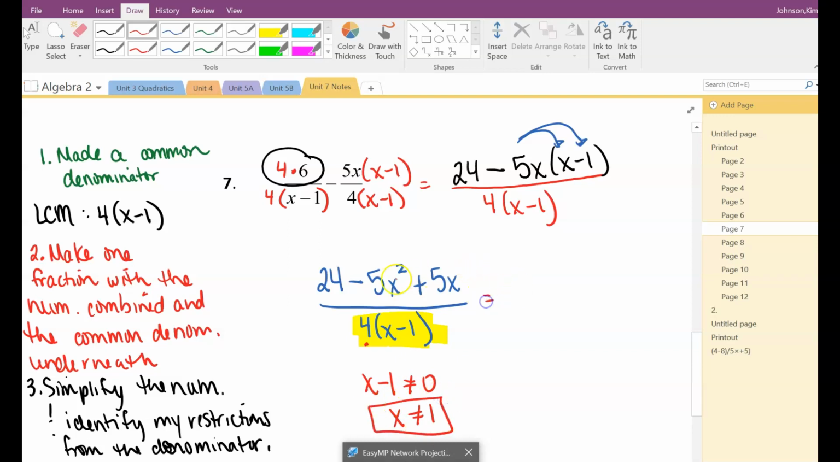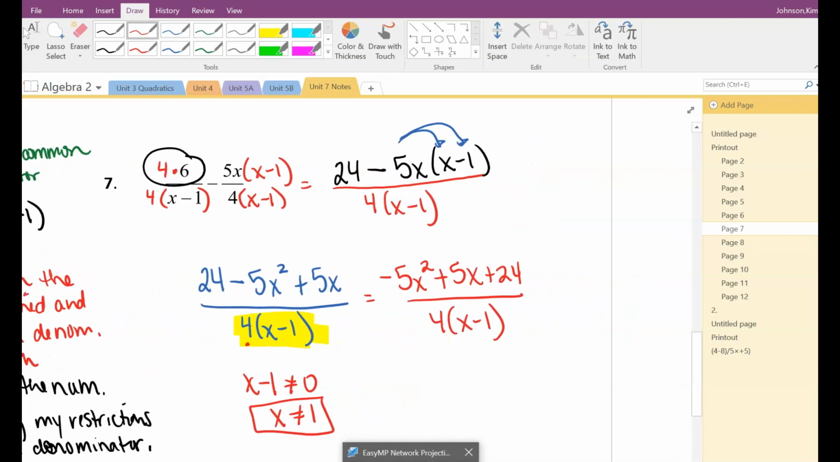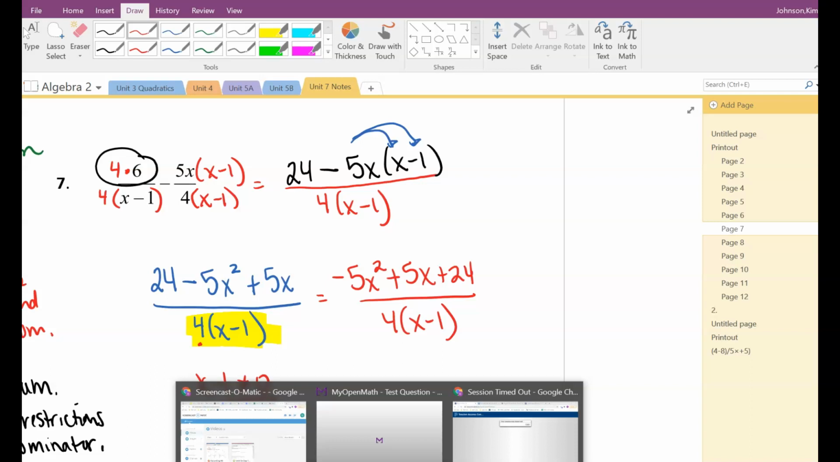And so my final answer, now I'm going to rewrite this a little bit. I don't really like the x squared as the second term. So I'm going to make this negative 5x squared plus 5x plus 24. And then I'm not going to multiply out the denominator at all because I know this expression actually isn't going to simplify. So because it's not going to simplify, I leave my final answer as is. And that's it.